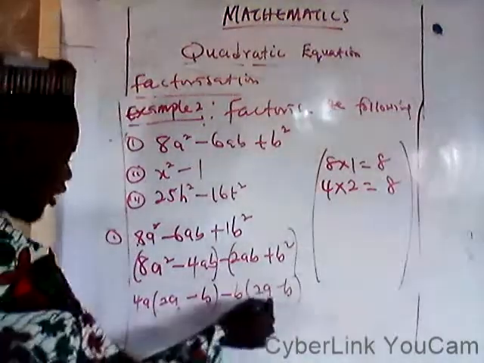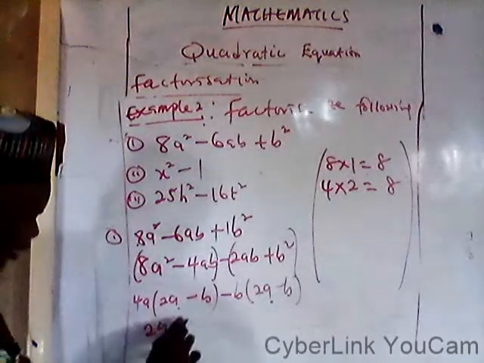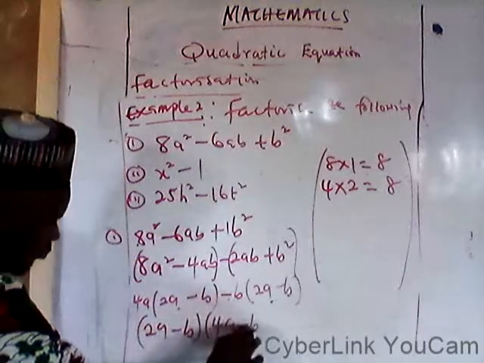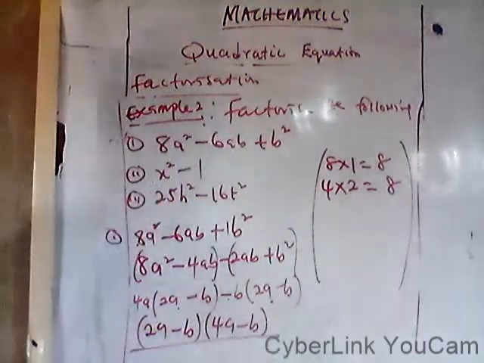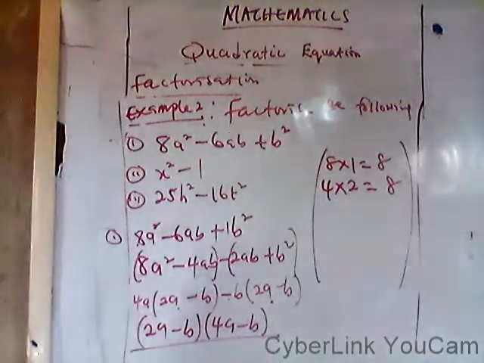So this one and this one are common, right? So take one, 2a minus b, into bracket 4a minus b. You are done. So what you have done here is that you have been able to factorize the expression. Let's not waste our time.